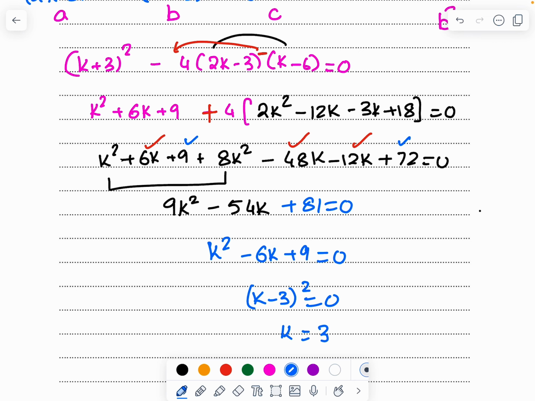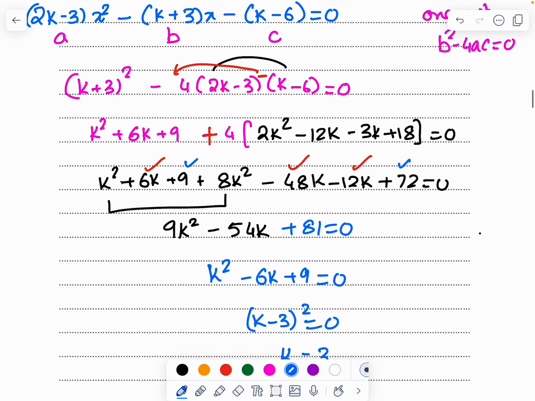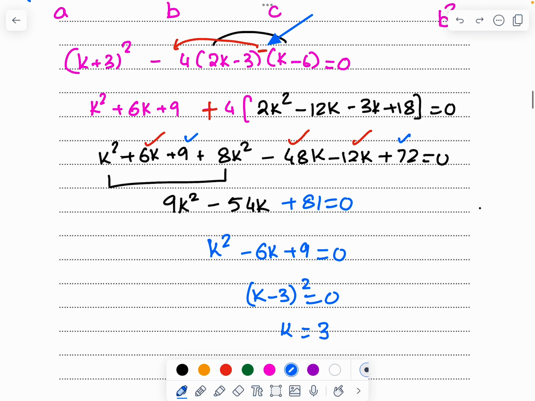So what is the value of k? k equals to 3. So only be careful over here. We have to take the c value as negative k minus 6. So that negative times negative will become positive over here. And finally we get the answer for k as 3. That's going to be the answer.